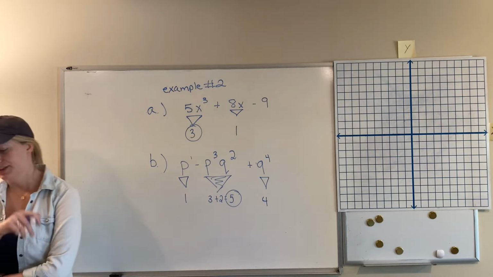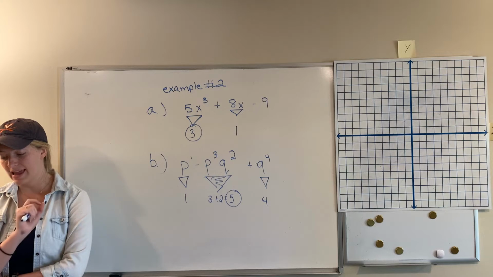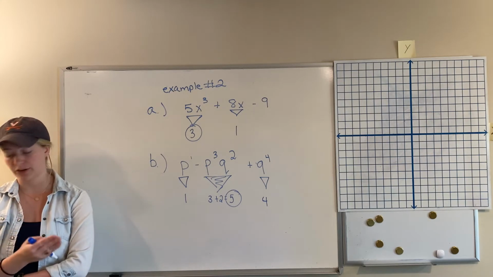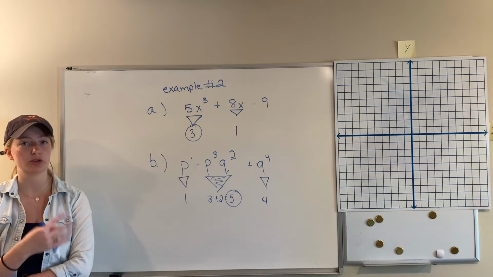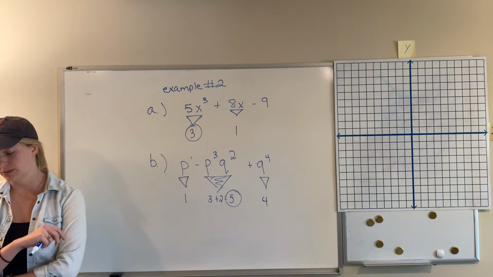All right, let's look at our checkpoints really fast. Number 4, we have 8x to the 4th minus x plus 1. What's the degree of your first term? Well, it's just the degree or the sum of the degrees of your variable, so ignoring that 8, my first term is 4.